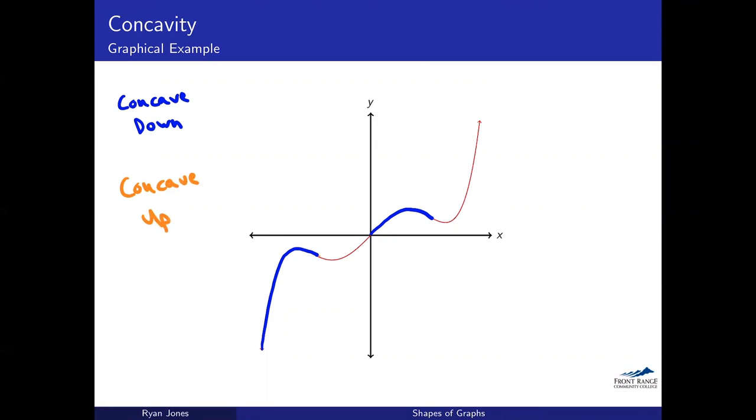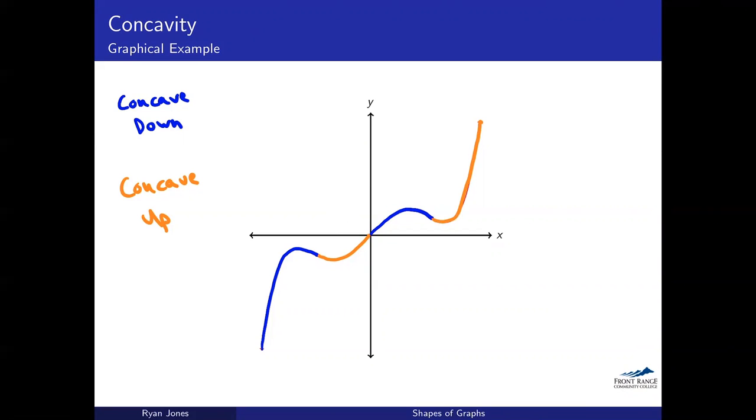And so concave up, you can see right here, if I put some eyes right there, that looks like it's smiling. And then same thing here on this outer edge right there. Maybe that looks like a big smile there, but it looks more like it's smiling rather than frowning. And so we would say that those are concave up in those orange sections, and the blue would be concave down. And that's a very intuitive way of thinking about this idea of concavity.